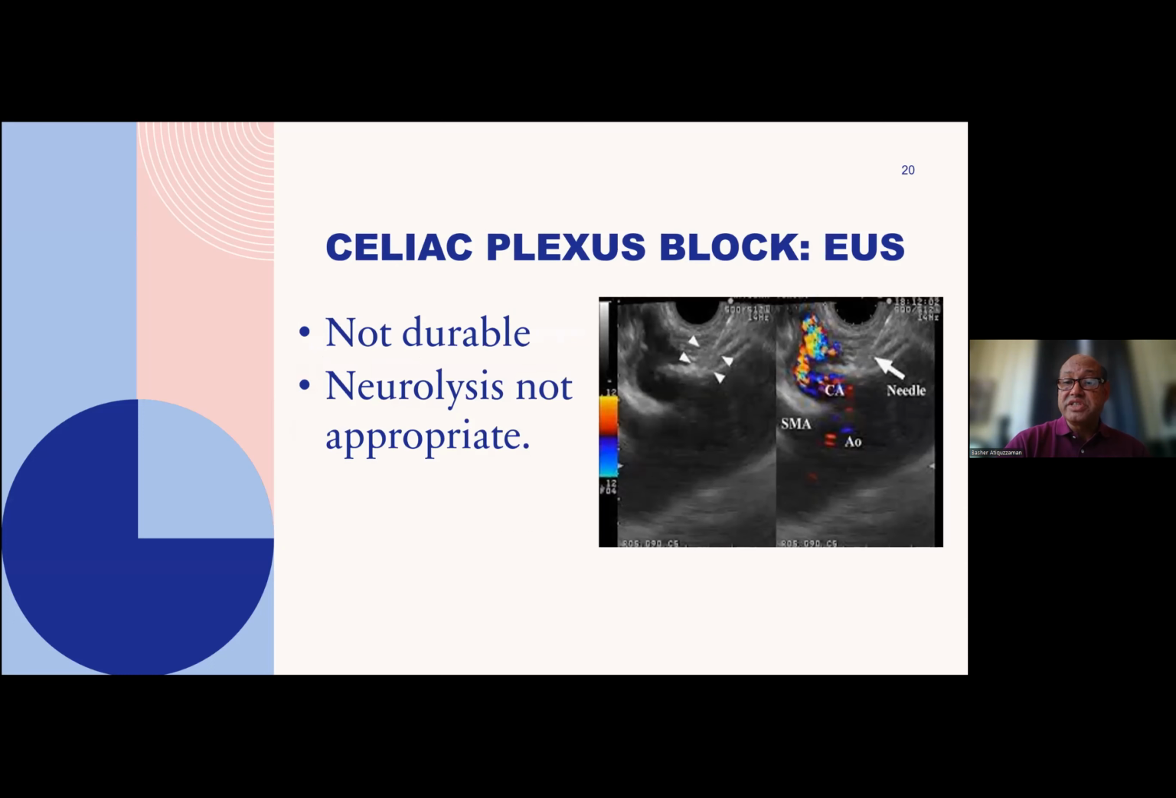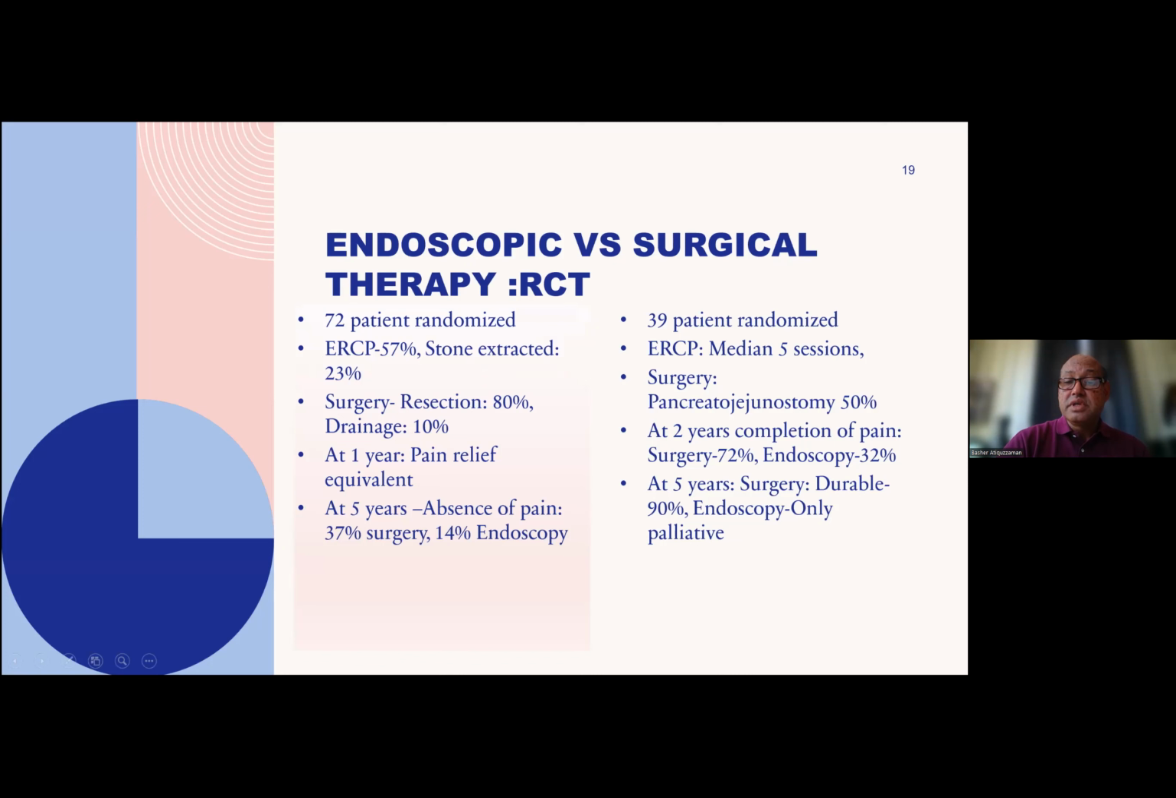Before we go to endoscopic versus surgical treatment, I can tell you about two big studies. One was published in the American Journal of Gastrointestinal Endoscopy 3 years ago, and the other in the New England Journal of Medicine 4 years ago, where patients were literally randomized. 72 patients in one study, 39 patients in the other study. ERCP was done in 50% of the patients, and stone was extracted in 57%. In the other group, they have to do 5 sessions over a period of 5 years. The patients who go to resection, surgical treatment, have resection in about 80%, and 10% go for drainage.